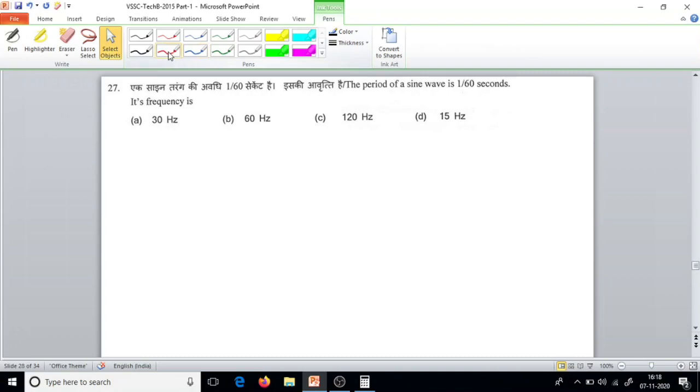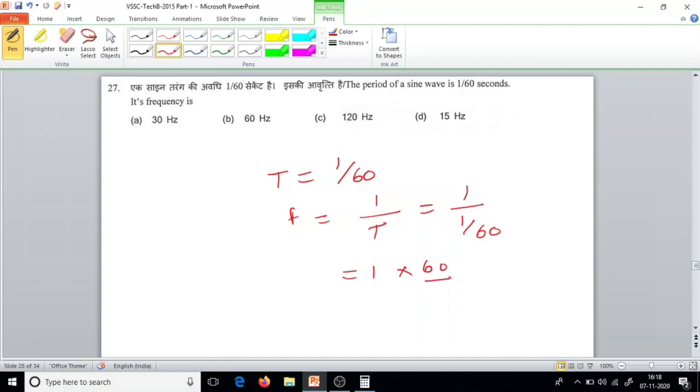Now, question number 27. The period of a sine wave, period means T, is T equal to 1 by 60. What is the frequency they are asking? Frequency is 1 by T, which equals 1 divided by 1 by 60. We take the inverse and multiply 60 by 1. So it is 60 hertz. So the answer is option B, 60 hertz.